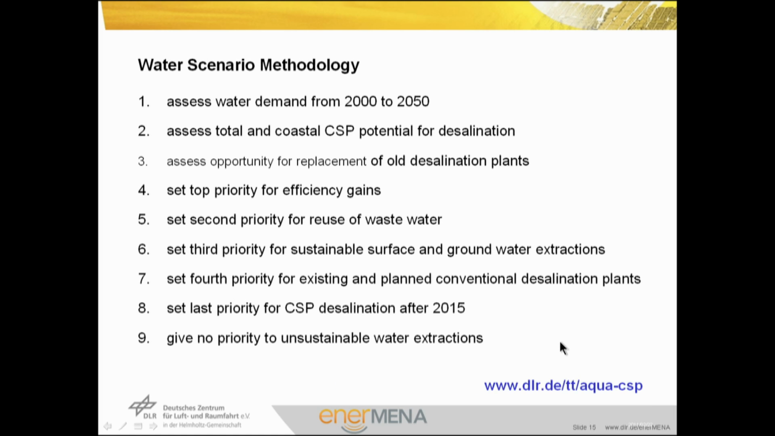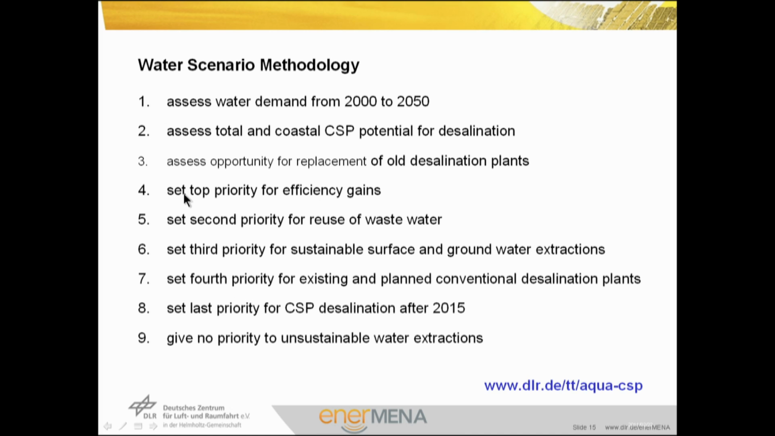When we developed the water supply scenario, we applied the following methodology. First, we assessed the water demand from the year 2000 to 2050 as described before. Then, we assessed the total and also the coastal CSP potential for seawater desalination, in order to see how much water could be desalinated by concentrating solar power in the different countries. Then we assessed the opportunity for the replacement of old desalination plants, which will of course open a window for the installation of new plants.